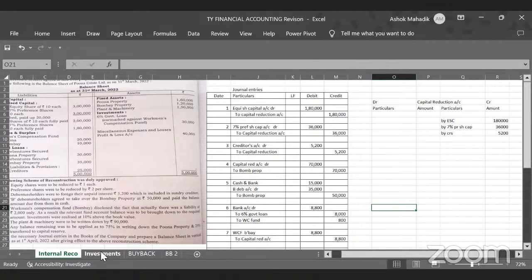Next, explain pre-acquisition and post-acquisition dividend in personal investment accounting. Next, sale of right entitlement. Sale of right entitlement and purchase of right shares.